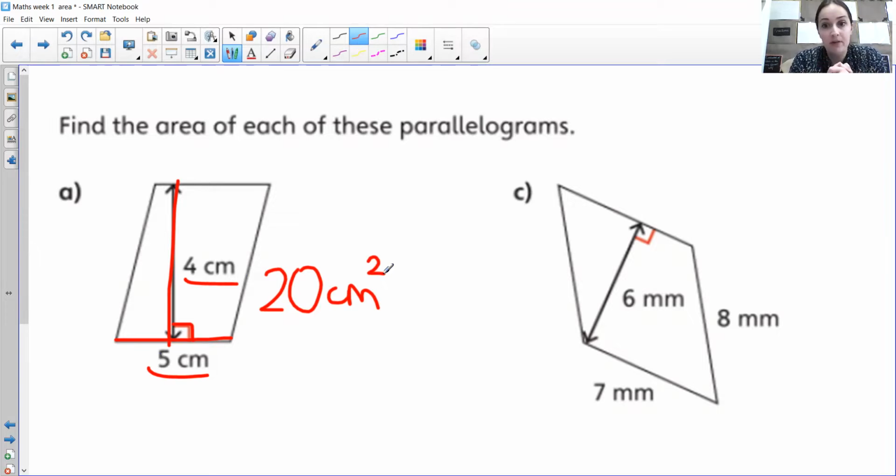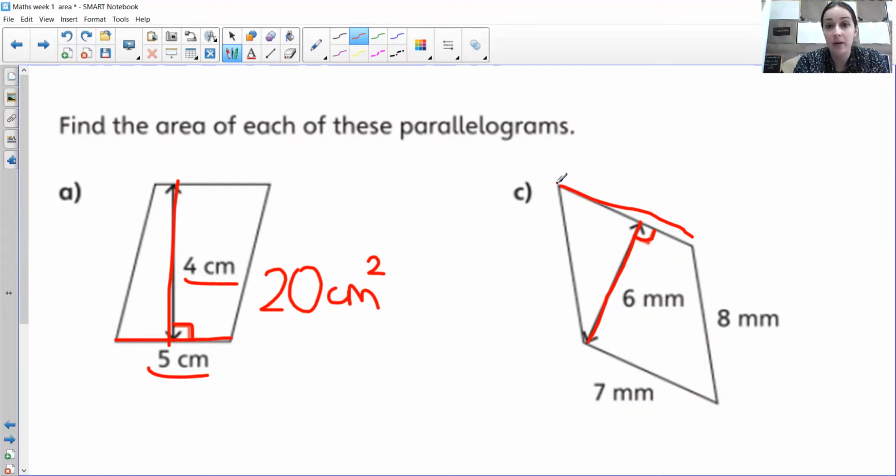Right, let's have a look at C then. C is a little bit trickier because they've given you 3 measurements, but I think we can work this one out. So we need the lines that meet at a right angle. So here's the right angle. So that tells me that this one is the perpendicular height. Oh, I don't know the length of this one here though, and they're the ones that meet.